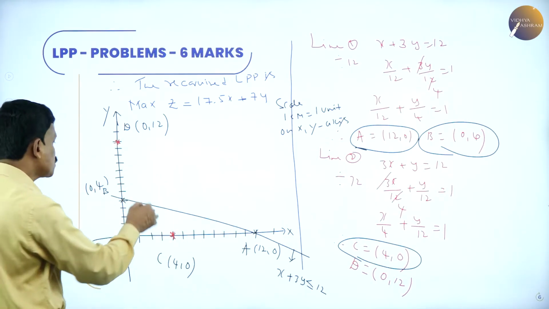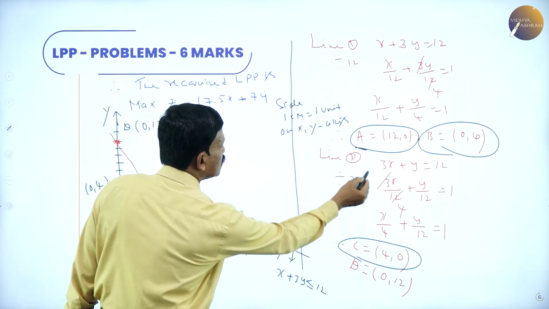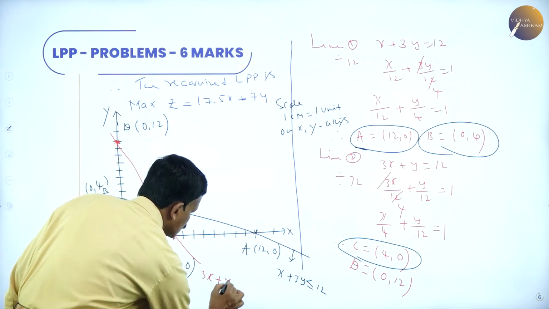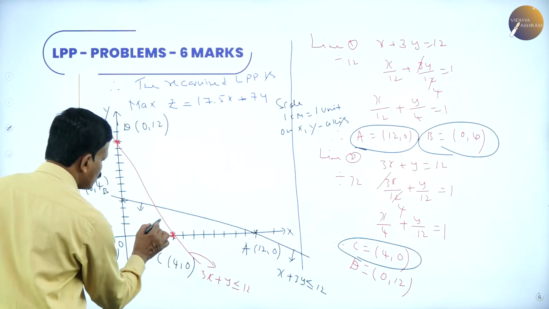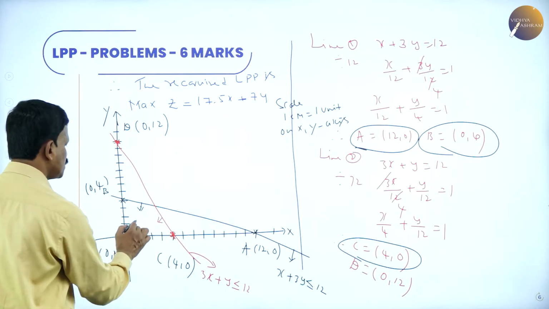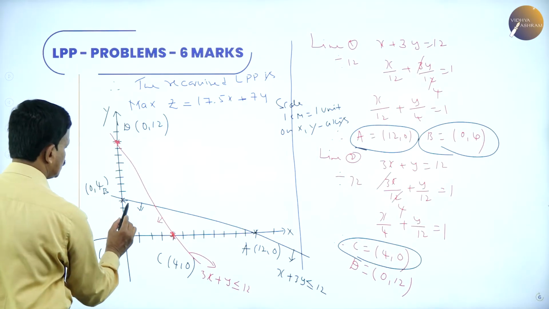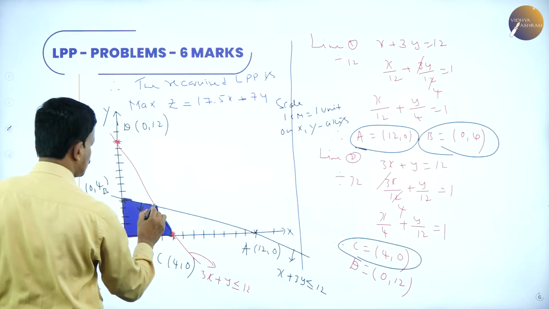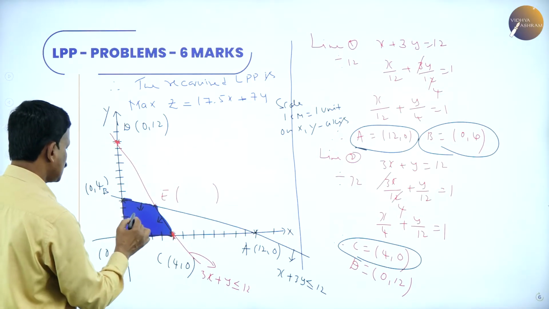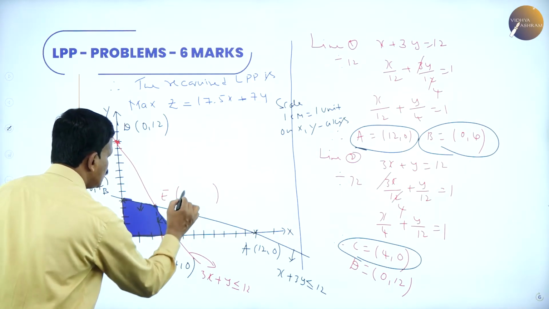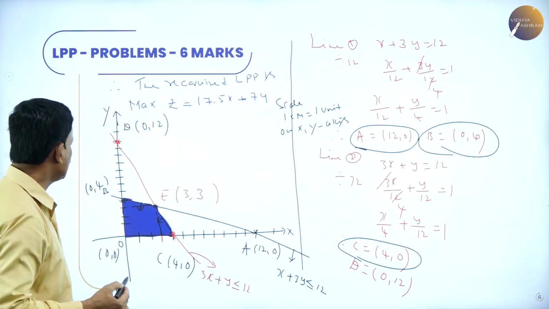This passes through these 2 points. Now, what is the line? This is 3x plus y is less than or equal to 12. Now, see, less than 12 means this will go downward. So, this is the feasible region. This is the point E. If you draw the graph properly, exactly this will cut at 3 and at 3. So, you will get x as 3 and y as 3.